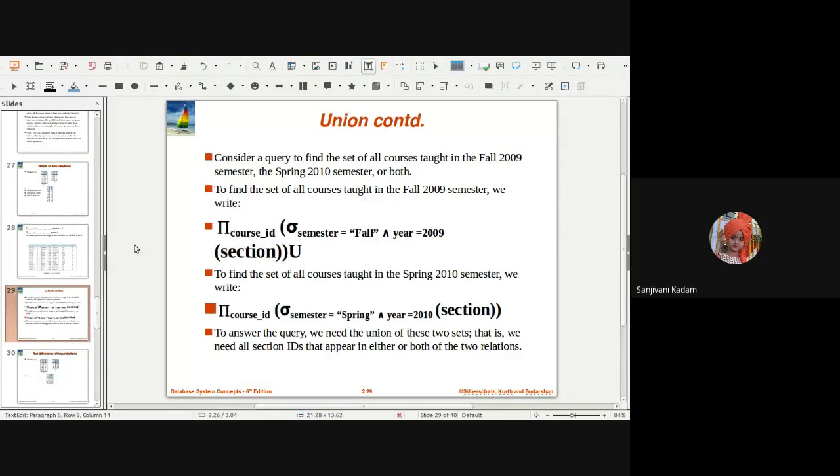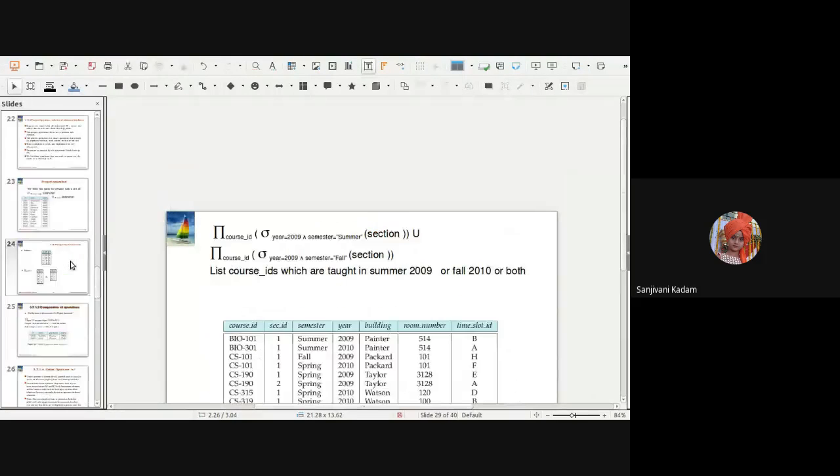So okay, let us revise what we learned today. So today we started with the relational algebra operations.